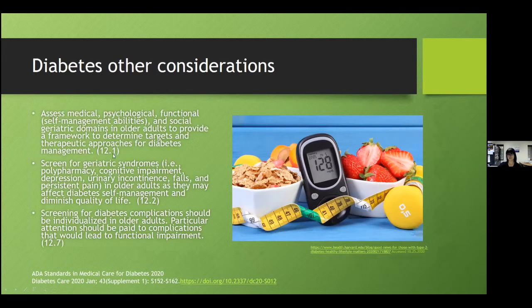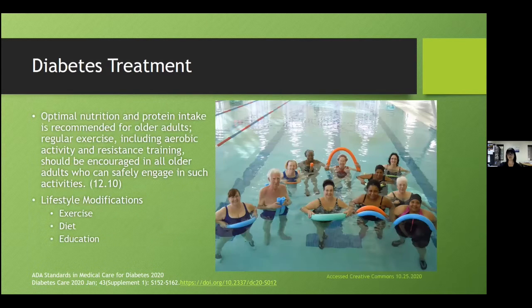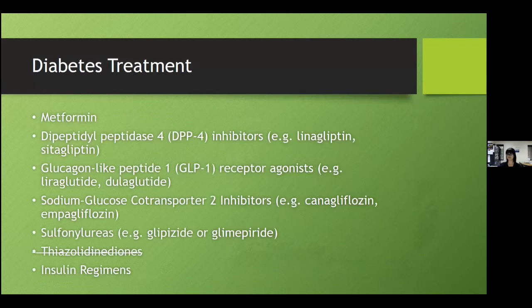With diabetes management, they pull in the self-management concepts and those social determinants of health right into the guidelines of what we need to be doing for those individuals. And for older adults, thinking about also how those geriatric syndromes, polypharmacy, cognitive impairment, depression, falls, how those play into that individual's ability to manage their diabetes. And they actually recommend that treatment, again, should be individualized based on all of those things. Nutrition and protein is recommended, and then lifestyle modifications as well. We'll talk more about those in a little bit.